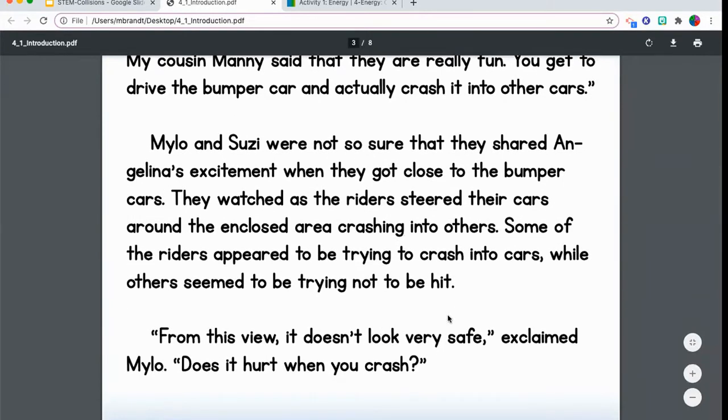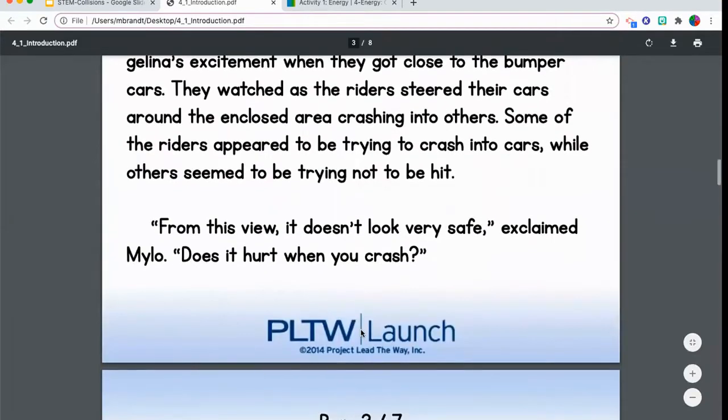Milo and Susie were not sure that they shared Angelina's excitement when they got closer to the bumper cars. They watched as the riders steered their cars around the enclosed area, crashing into each other. Some of the riders appear to be trying to crash into cars, while others seem to be trying not to be hit. "From this view, it doesn't look very safe," exclaimed Milo.